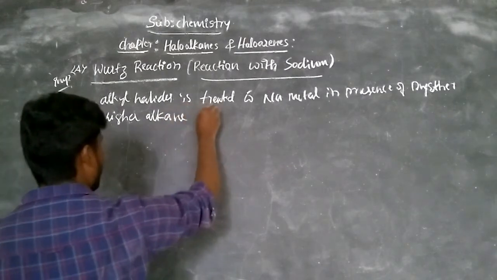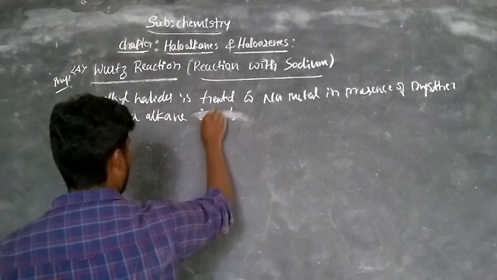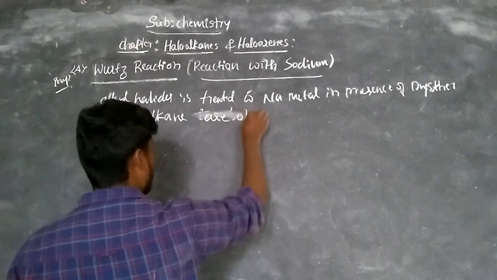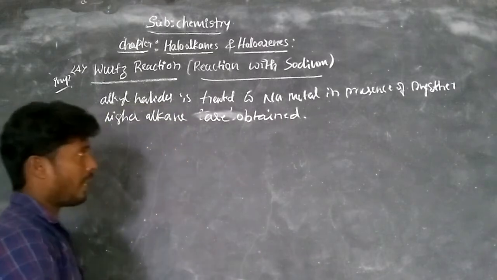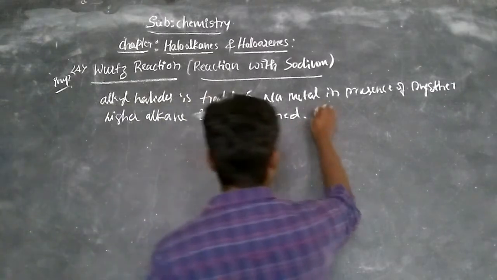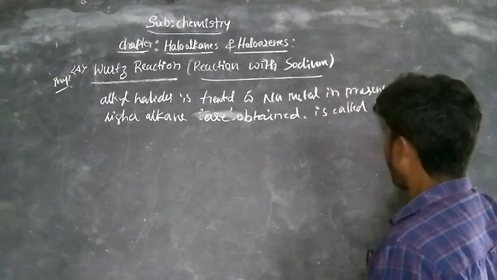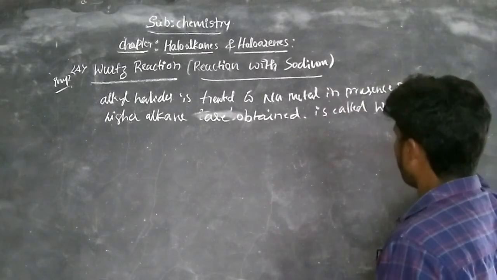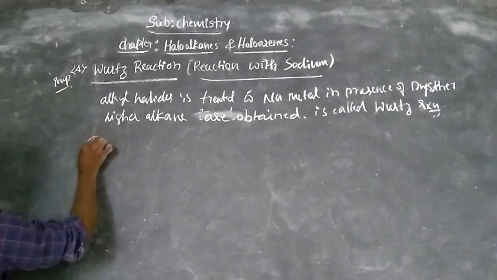Higher alkanes are octane or higher alkanes are octanes. Sometimes we get more than one alkane, so higher alkanes are octane. This is called what? Wurtz reaction. So observe the example, very important.